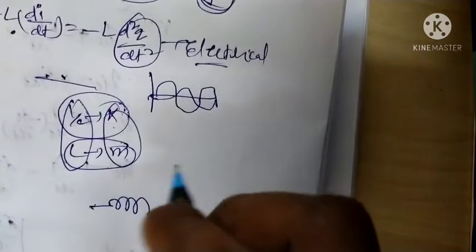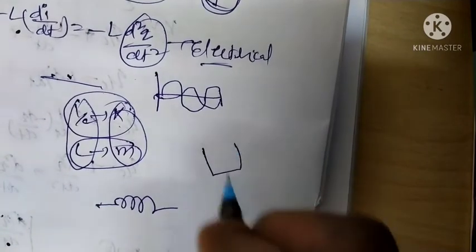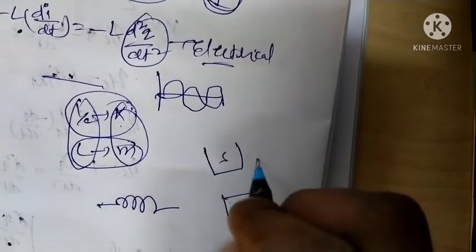Suppose in the case of an AC generator, like this, north pole, south pole.